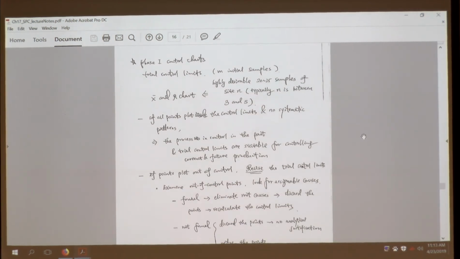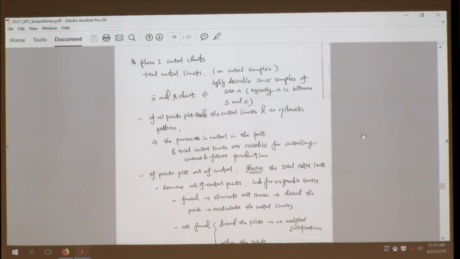Now, people always talk about phase 1 control chart or phase 2 control chart. What does it mean? Phase 1 control chart uses trial control limits. We take M initial samples, and then build the X bar chart and R chart. It is highly desirable to have 20 to 25 samples of size N, typically between 3 and 5. If all points plot inside the control limits with no systematic patterns, the process is in control, was in control in the past, and the trial control limits are suitable for controlling current and future production.